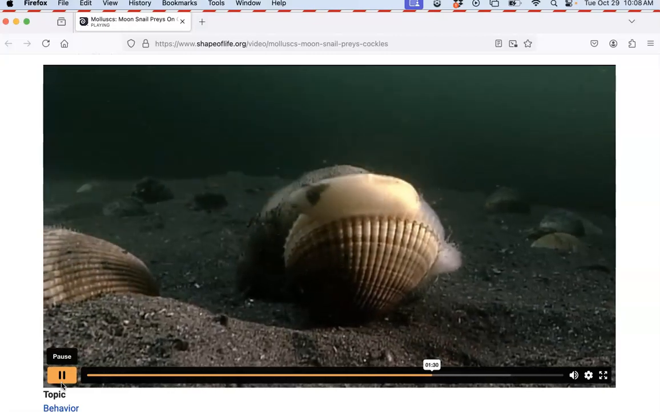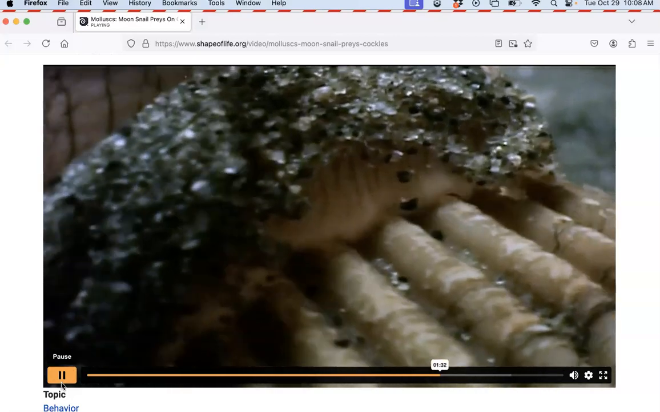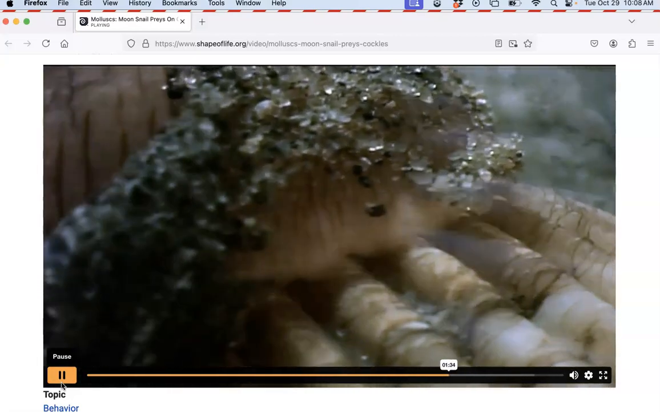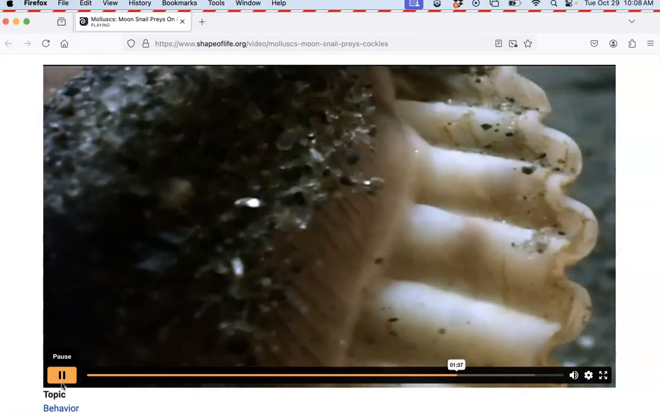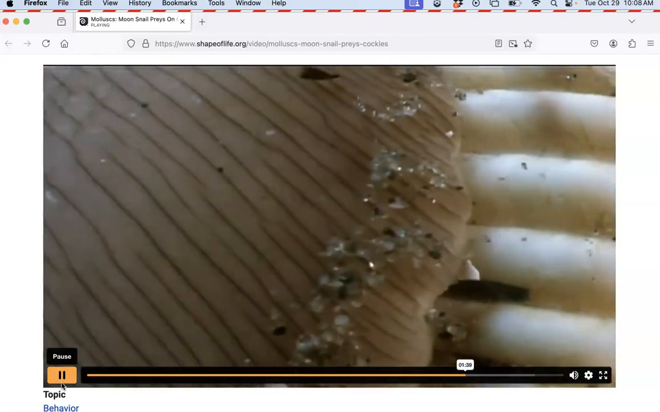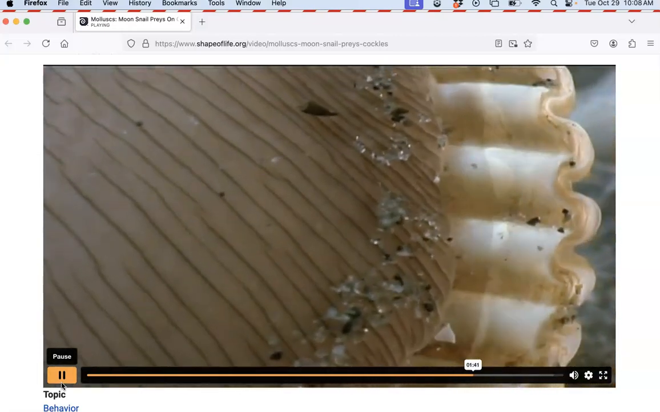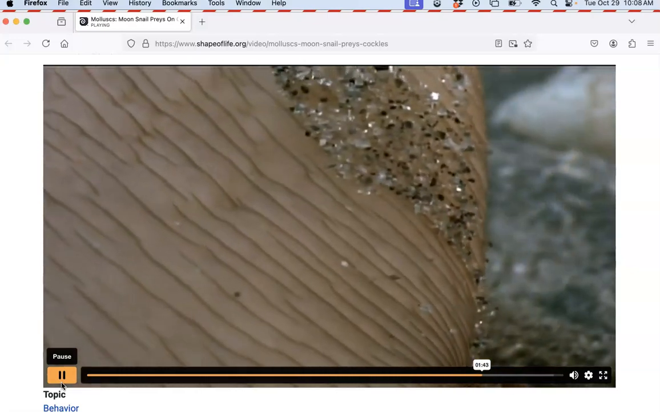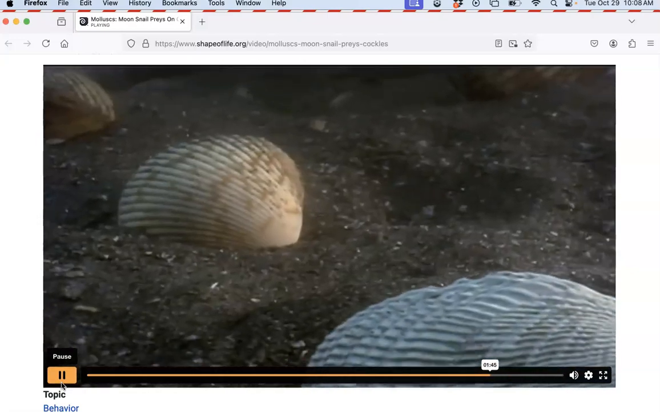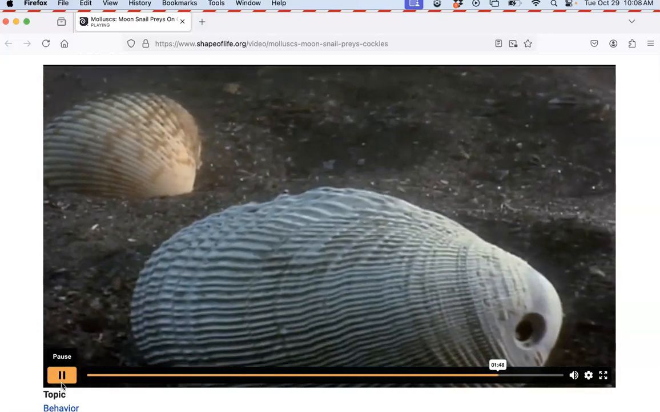The moon snail's enormous foot begins to smother the hapless cockle. Even a hard shell can't stop the well-equipped moon snail, which can drill right through to feed on the animal within.